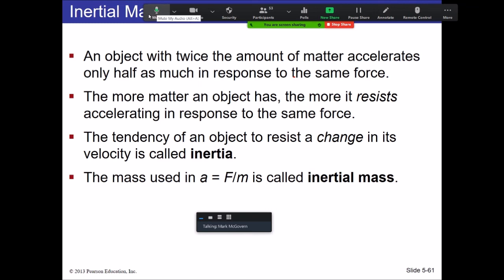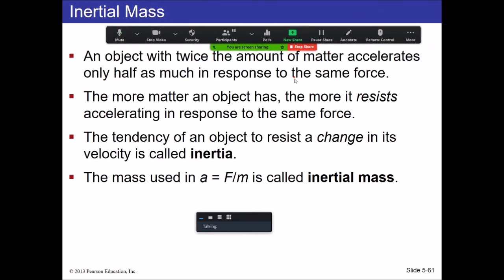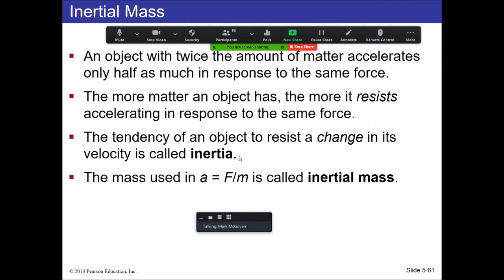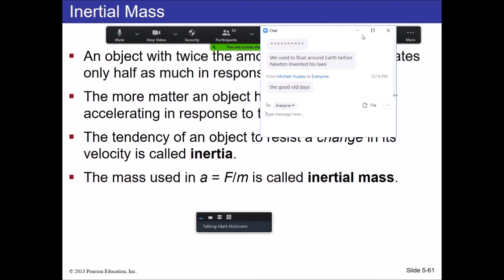I'm going to mention this word once and never again. When we call this mass M here, we're referring to inertial mass. So the best way to explain what inertia is, it's this sentence right here: the tendency of an object to resist a change in its velocity is called inertia. That's what inertia means. In no other context should this word be used. In fact, there's only 2 sentences you can use the word inertia in.